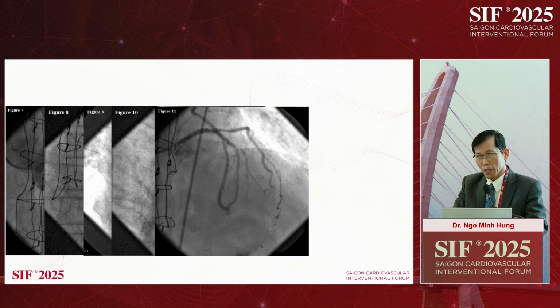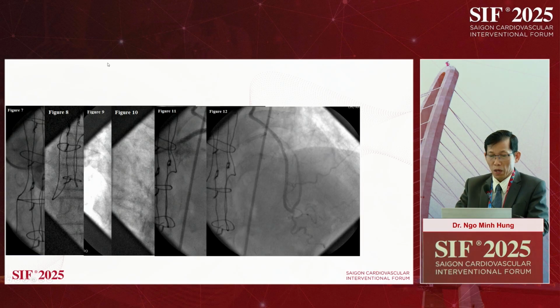So finally we put the wire to the subclavian, and then exchanged to another wire, and then opened the left main with 100% retrograde to the aorta without any antegrade. But of course, after that we have to exchange to antegrade for stenting.